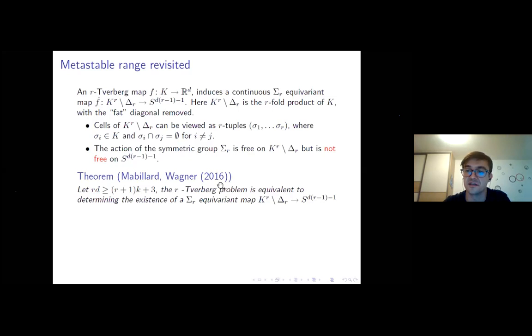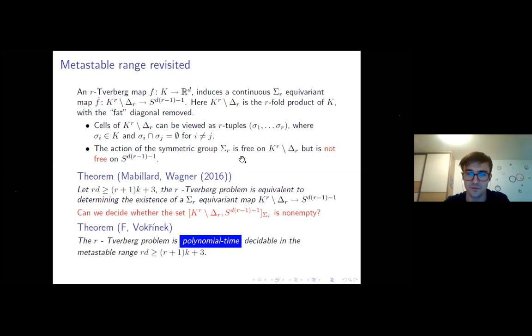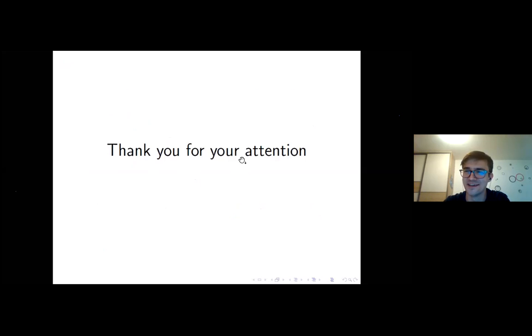Okay, if this f hat exists, then I actually have an r-Tverberg map, similar to what we had in the embedding. So can we decide whether the set is non-empty? We've already seen that this is what our algorithm does. We just need to check that the fixed point sets are the right dimension and connectivity. So it's positive, and that's all. This answers how we did that without actually describing it.